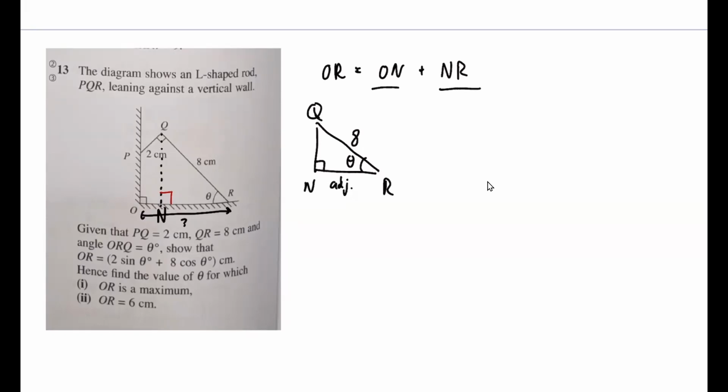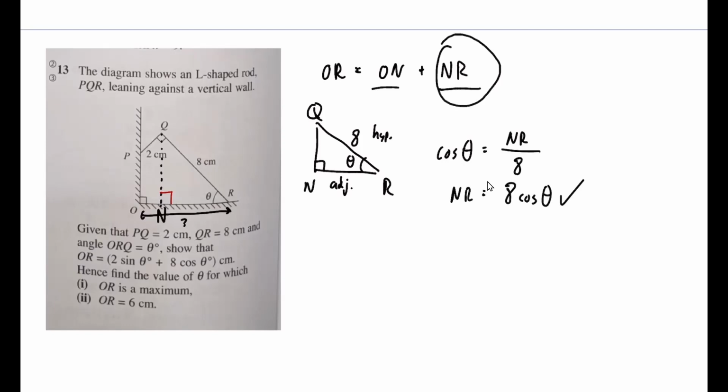Adjacent A, 8 is the hypotenuse here. A and H, cosine. Exactly. Cosine theta equals the adjacent NR divided by the hypotenuse 8. So therefore NR equals 8 cosine theta. Okay, 50% of the work done already. You see that? 8 cosine theta here.